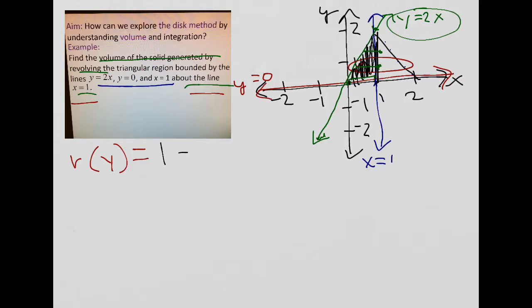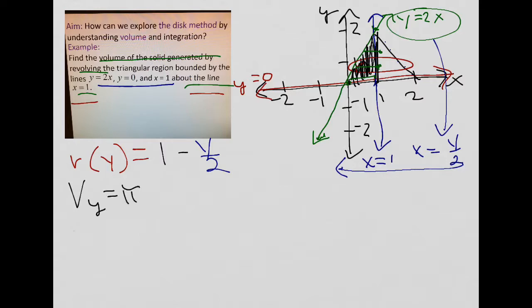Let's figure this out. So if we solve for x, then this equation would be x equals y over 2. So we need that over here. So now that we figured out what r of y is, we can use that in our equation, and we can find what the volume is. So we're going to say V sub y is pi times the integral. And remember, these have to be y values. We'll go back to that in a second. R squared with respect to y.